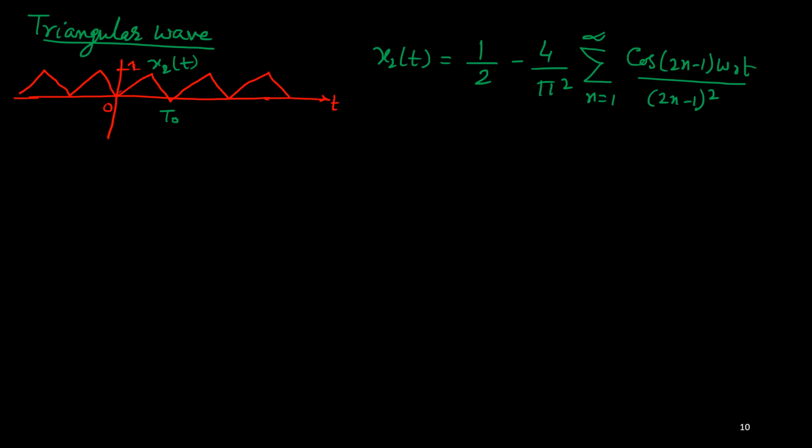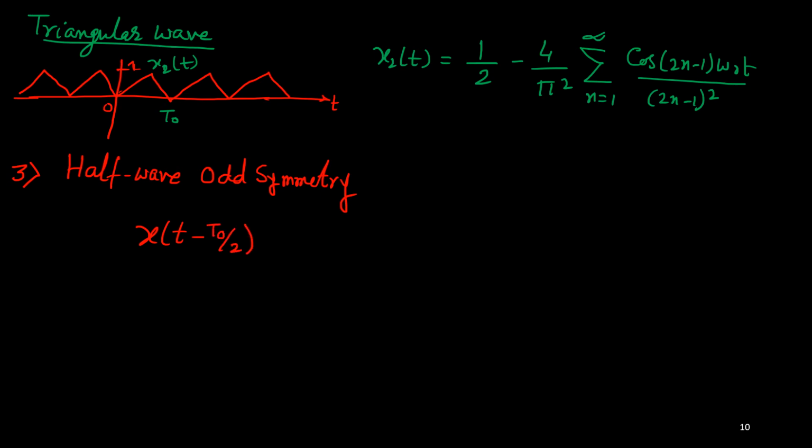Okay, fine. Now the next property, the third one, that is called half wave odd symmetry. So what is this? It says that if we shift the signal by half the wavelength, half of the time period, and it looks odd, meaning x(t) shifted to the right side by t naught by 2 becomes negative of x(t), the amplitude becomes negative, then it is called half wave odd symmetry. This is the definition.